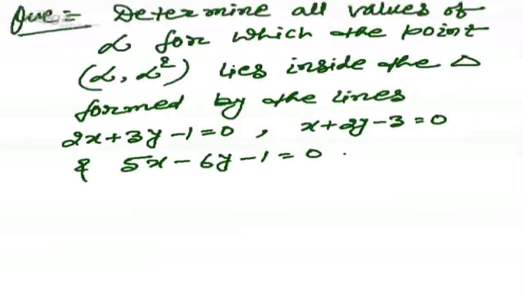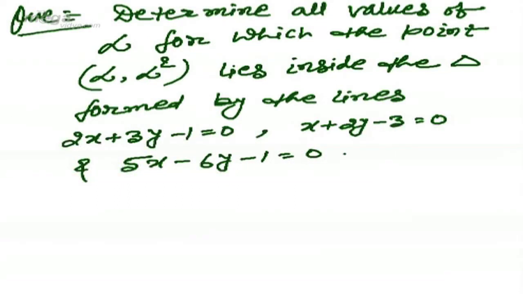Now I am taking one more example, one more question already asked in the IIT exam. The question is: determine all values of alpha for which the point (alpha, alpha squared) lies inside the triangle formed by three lines 2x + 3y - 1 = 0, x + 2y - 3 = 0, and 5x - 6y - 1 = 0.